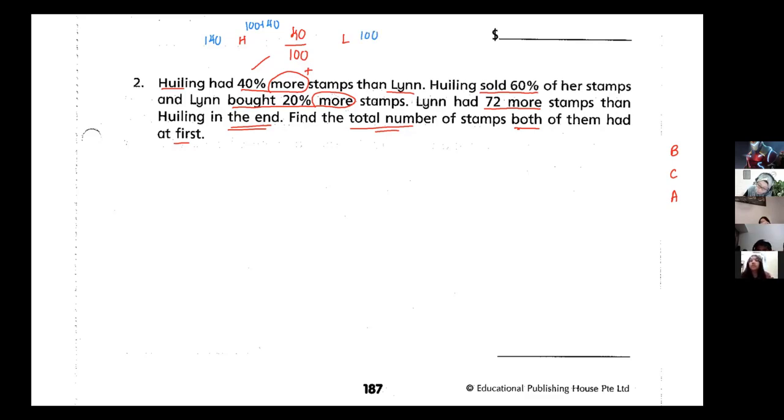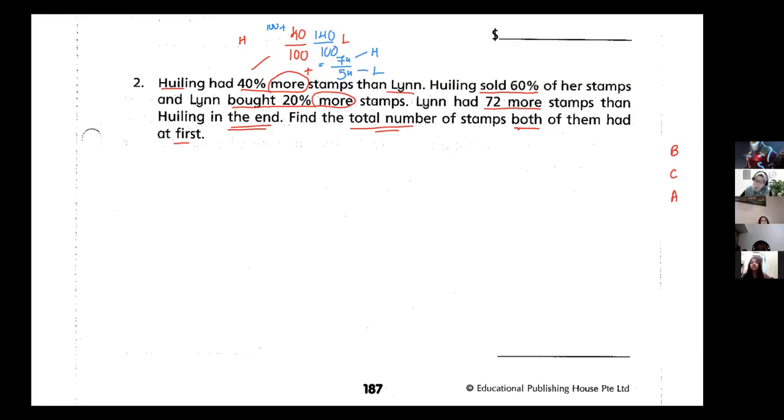So the top one here becomes 140. I'm going to rewrite the fraction. Do you understand where that comes from? 140 over 100, because the top is 100 plus 40, remember? Now I simplify and make it into simplest form. That will be 7 over 5. Units, units. This is Hui Ling, this is Lin. So far okay with the first sentence?